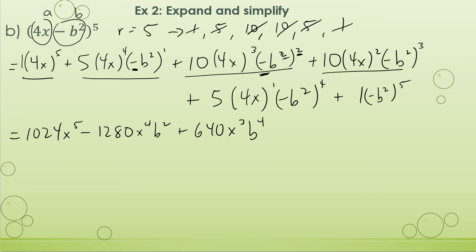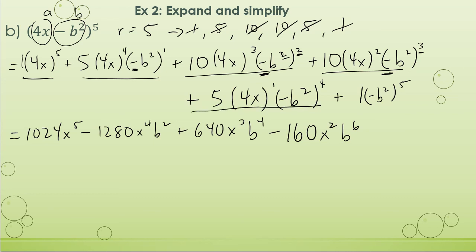Next term, 4 squared is 16 times 10 is 160. That negative cubed is going to be negative, so that's going to be negative 160. As you can see, the pattern that is evolving, positive, negative, positive, negative, they're just going to flip-flop. x squared, and then 2 times 3 is 6, b to the 6.